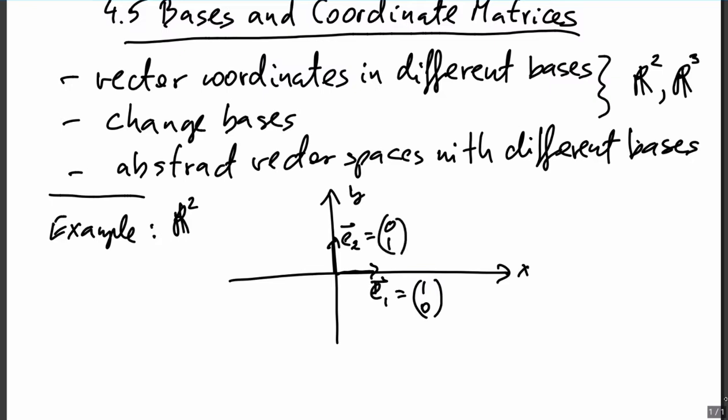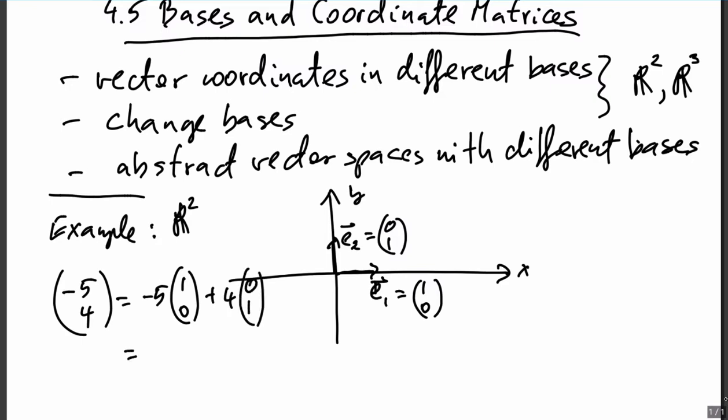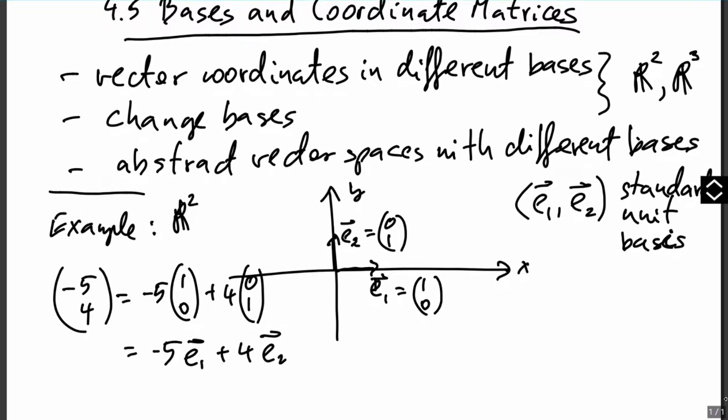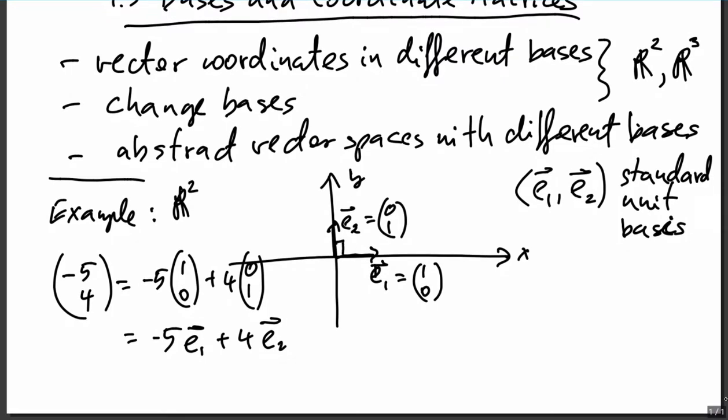This could be used, for example, if you have a vector, say, -5, 4, then of course you know that this is -5 times 1, 0 plus 4 times 0, 1, or -5 times the E1 vector and 4 times the E2 vector. And here we have the E1, E2 basis. It's actually called a standard unit basis. This is also called a rectangular coordinate system. You have a right angle there. Yes, it makes sense to have this.